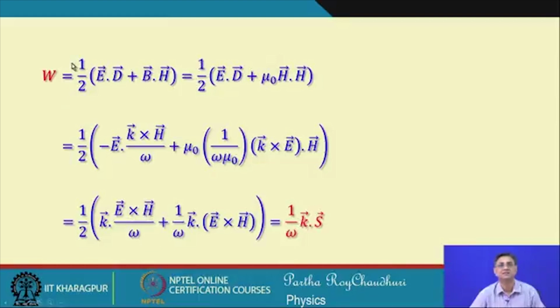So, I can write this energy density associated with the electromagnetic waves is equal to 1 upon omega times k dot S, the propagation direction and the direction of the Poynting vector. This is a very interesting finding. It tells you that the energy density associated with the propagation of the electromagnetic waves is a component of the k vector along the direction of the Poynting vector, that is along which the energy flows.